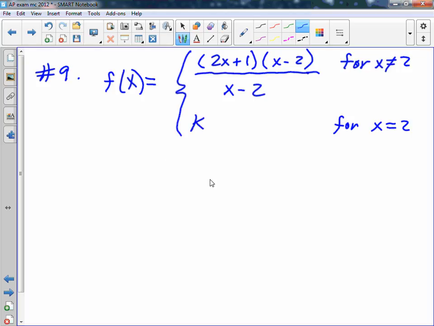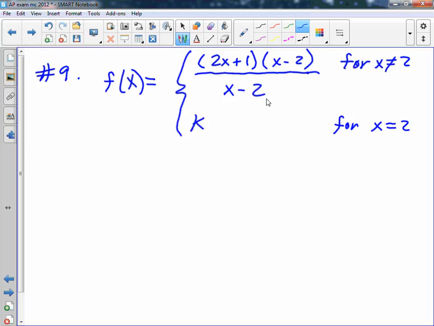Let's think about this. And again, this is the no calculator section. Let's think about this graphically. First of all, forget about these limitations here. What kind of a function is this right here on top? The quantity 2x plus 1 times quantity x minus 2 divided by x minus 2. Now, initially you'd say a quadratic, and you would be wrong.